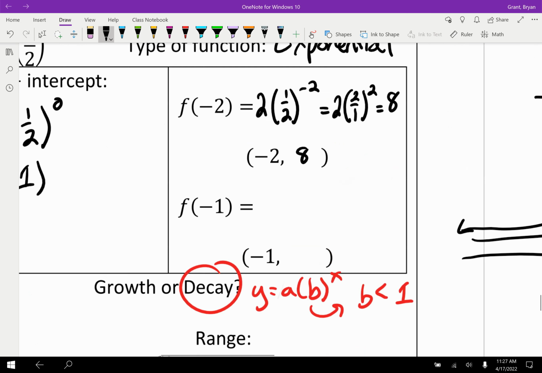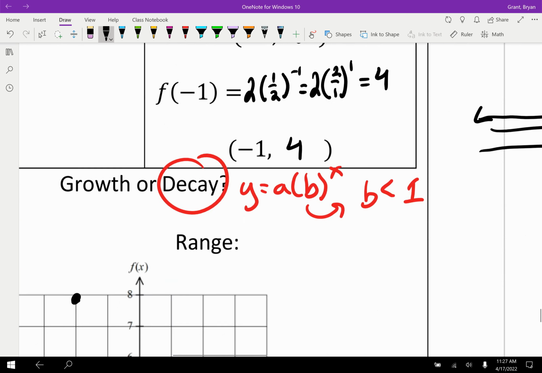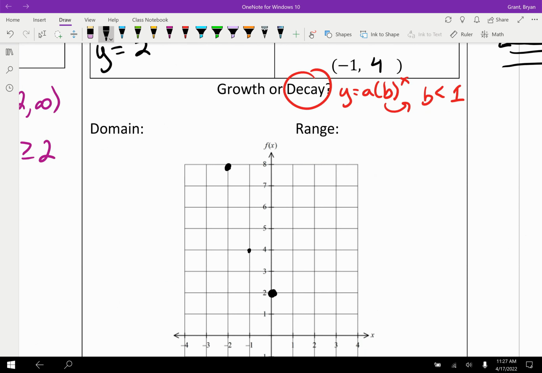Let's try f of -1. 2 times 1/2 to the -1st. Negative exponent gives us the reciprocal with a positive exponent. 2 to the 1st is 2 times another 2 is 4. And so we have the point -1, 4.